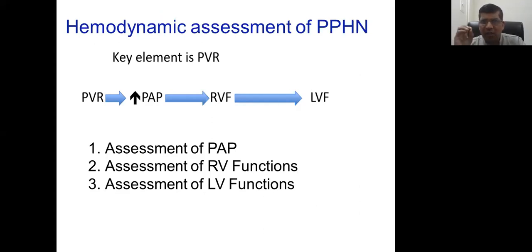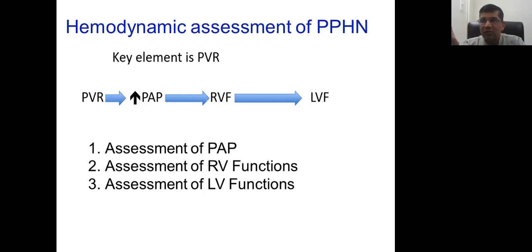So when we discuss the hemodynamics of PPHN, we are talking about increased pulmonary resistance leading to increased pulmonary artery pressure. How are we going to assess that? The increased pulmonary artery pressure is mainly assessed by catheterization, which is not available at the bedside. Hence, you have to measure right ventricular systolic pressure, and then ultimately you calculate pulmonary artery systolic pressure. Along with assessment of the pressures, you have to always assess right ventricular functions and left ventricular functions.